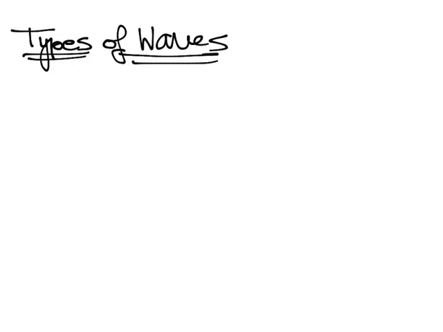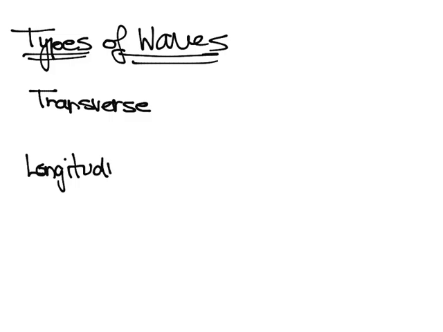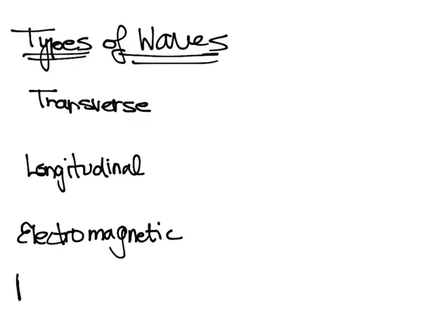Okay, so the types of waves we're going to talk about, actually, let's say there are four types. There are transverse waves, there are longitudinal waves, and then we're going to talk about electromagnetic waves, and also mechanical waves.